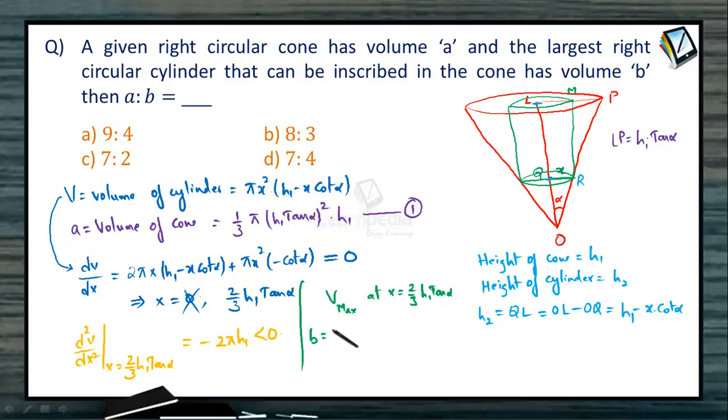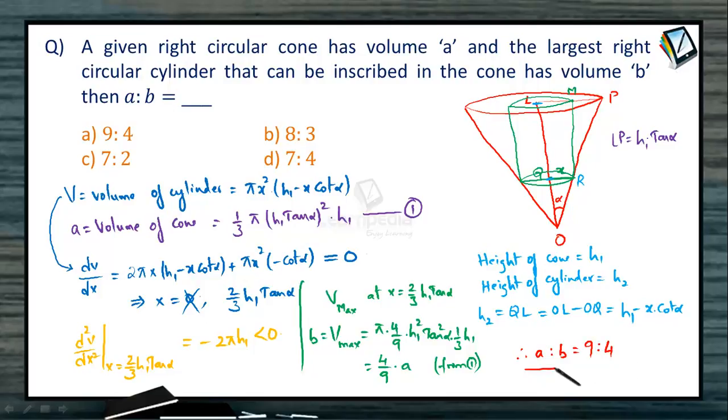Then what is B? B is the maximum volume of the cylinder. Then it would be given by pi times 4 by 9 times, let's replace this x value in the volume. So 4 by 9 times H1 square into tan square alpha into 1/3 of H1. But this is simply 4 by 9 times A, because already we have calculated in equation 1. So what did we observe? B is equal to 4 by 9 A, or shall we write A is to B is 9 is to 4.